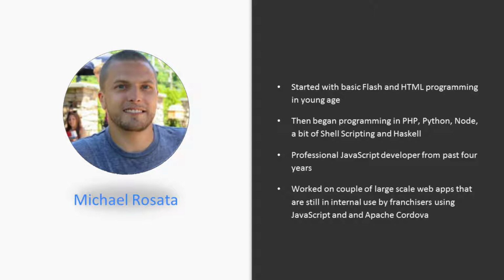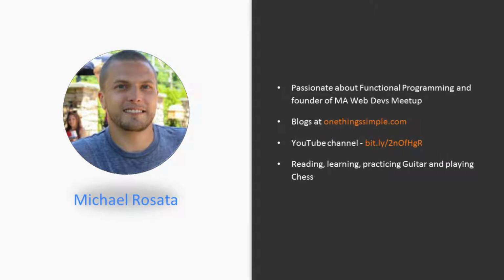Started with PHP, quickly moved to Python, JavaScript, Node, a bit of shell scripting, and Haskell. I've been a professional JavaScript developer now for 4 years. I started building web pages and widgets and then web apps. I've worked on a couple large web apps still in internal use by franchises using JavaScript as well as Apache Cordova. I love the JavaScript ecosystem and the community.